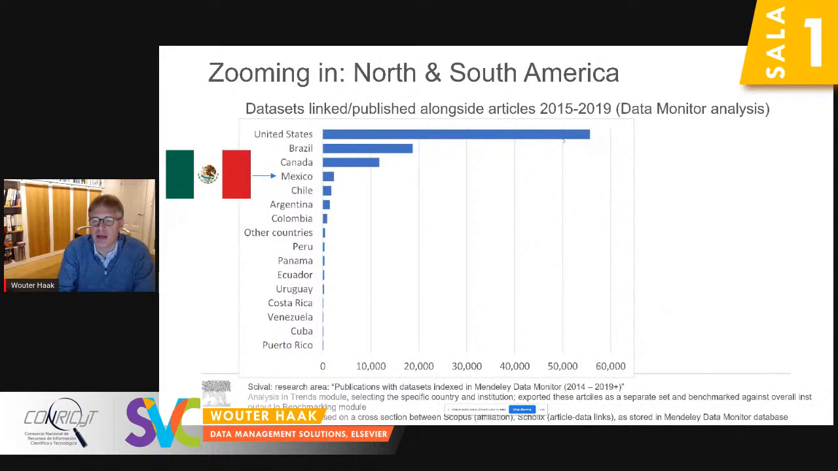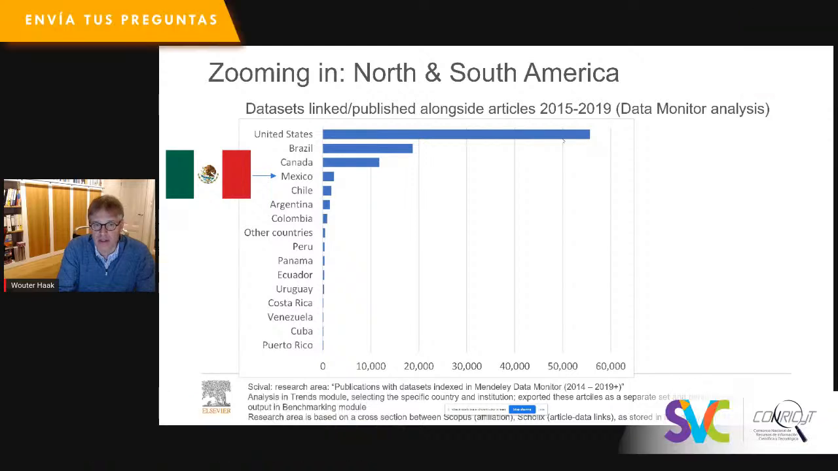Let me zoom in to the Americas. If you look at all the countries in North and South America, you see that data sharing is happening there as well. So Mexico is in the top 5 countries in terms of data sharing. United States, Brazil, and Canada go first, but then there's Mexico. And then there are other countries like Chile, Argentina, Colombia, etc. You see that Mexico is up there with the top 5 countries in the Americas sharing data already today.